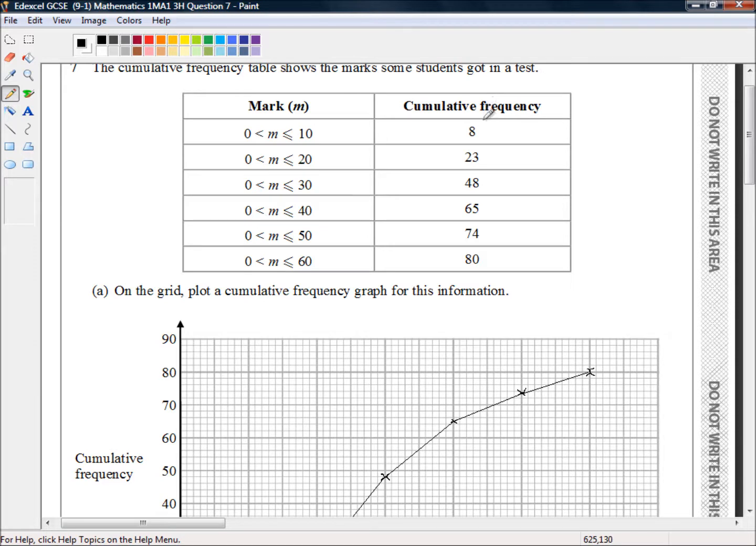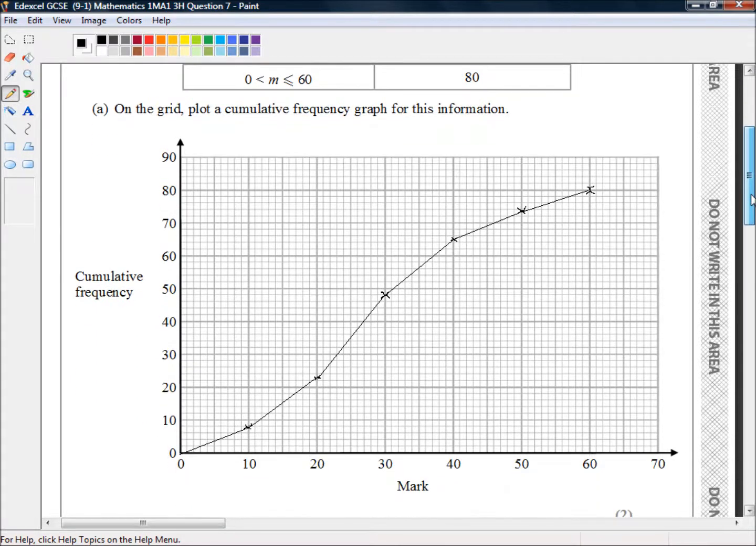Now you'll note that this is a cumulative frequency, so you do not have to add up each one. So you don't make this one 23 plus 8, which you would have done if this was the frequency, but it's not the frequency, it's the cumulative frequency, so you're really just reading off the data and plotting the data on your chart, and then join them up. So it really is that simple. It's just a case of being accurate where you draw your marks.